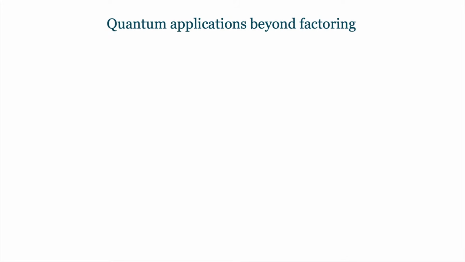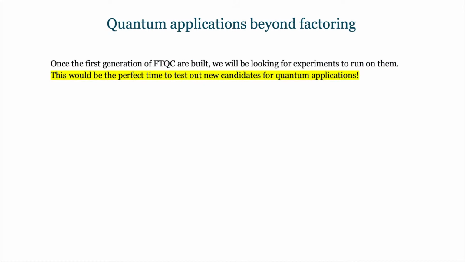And with my last slide, I want to ask our algorithm and application friends for applications beyond factoring. Once we have the first generation of FTQC, we will be looking for experiments to run on them. Hopefully that's not just breaking crypto. And this would be the perfect time to test out all of these new candidates for quantum applications that we've been studying. As someone who works in QEC, we'd really like to hear ideas and proposals about what we can run on these computers, because I believe that we have a great age of exploration ahead of us. And even though I'm not an experimentalist, I will go bug the experimentalists for you if you have a really good proposal.